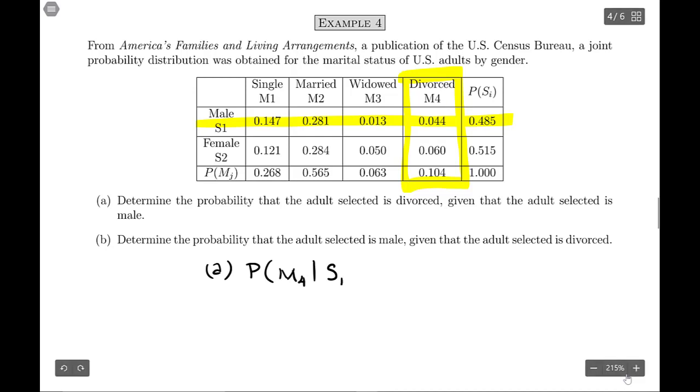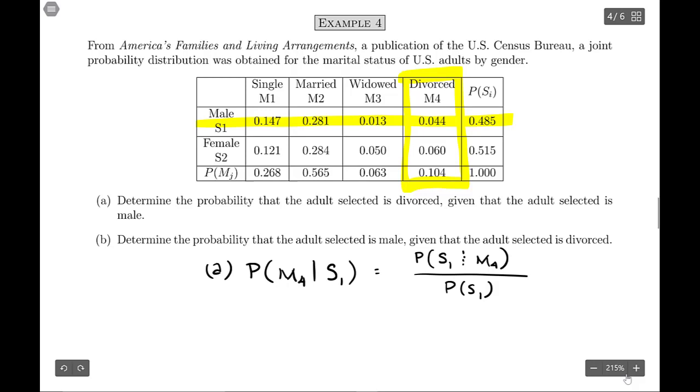wait, did I write this out right? Probability that they're divorced given that they're a male, sorry. Probability that they are divorced given that they are a male. So when we look at the conditional probability table that we're given, this is the same as the probability that they are male and the probability that they are divorced, because this is what our table provides us, divided by the probability that someone is male.